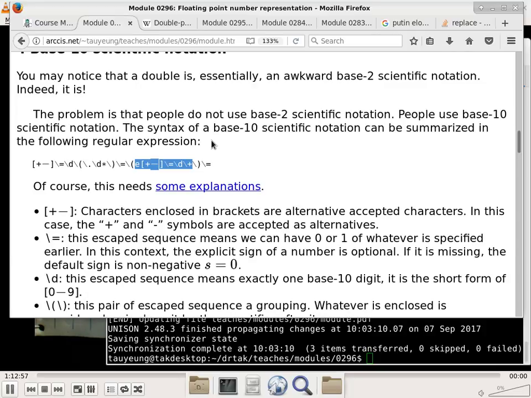And then we have \D, which means a single digit. But this time we have \+. \+ is different from the asterisk in only one little way. Asterisk means any number of. \+ means at least one. So you cannot say E plus and then nothing. Every time you use E, you have to specify at least one digit after the E. Is that okay?